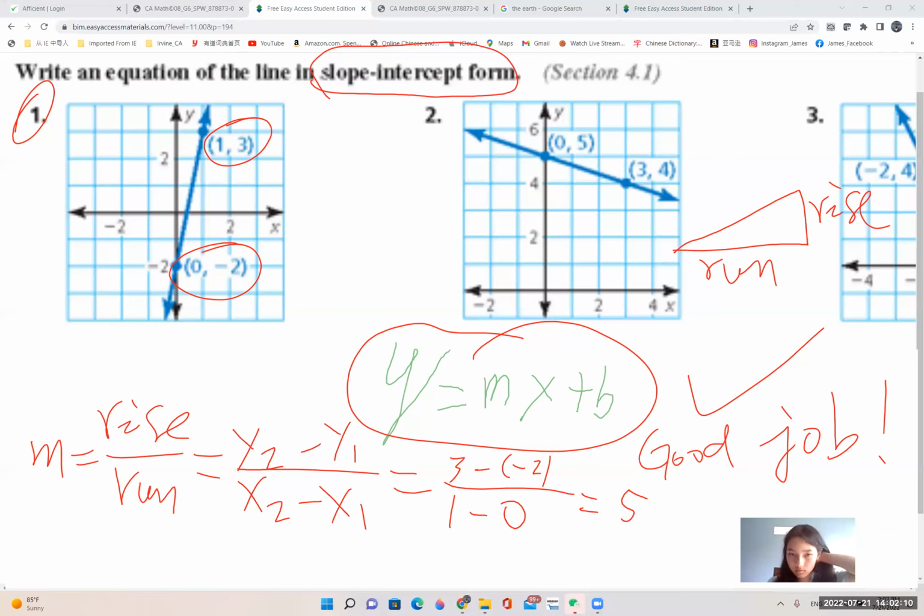Then how about b? b just means the y-coordinate of the point at the y-intercept. That's the reason we call it intercept, right? So that means we get m equals 5, b is -2, so y equals 5x minus 2. Then this is for problem 1. Okay?